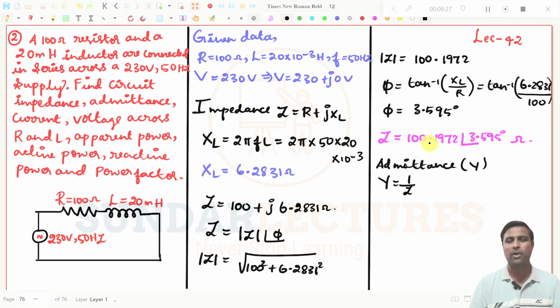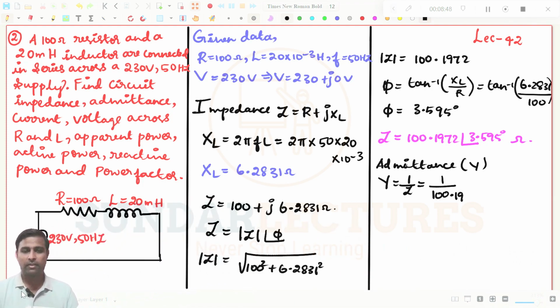Always you go for modulus values. Anyhow, the rectangular form is also a correct answer, but always you write it down as 100.1972 ohms. Anyhow, so we will do this one. So 1 by Z value. What is the 1 by Z? So 1 divided by 100.1972.